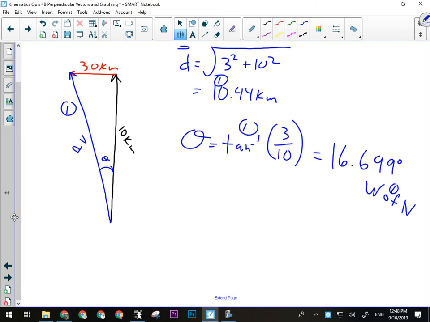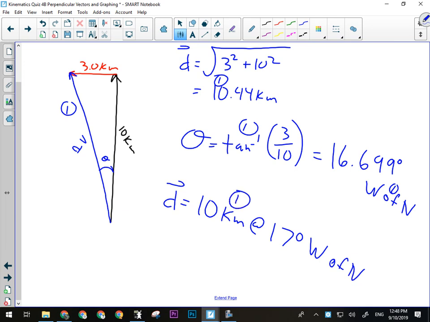Now we need to have our final answer. That'll be that our displacement is 10 kilometers at 17 degrees west of north. If they have that, that's a 4th mark. Where am I missing a mark here? Oh, sorry. This should have been 2 marks: 1 mark for the Pythagorean theorem, 1 mark for 10.44. That's how we get up to 5. This is their 5th and final mark here.